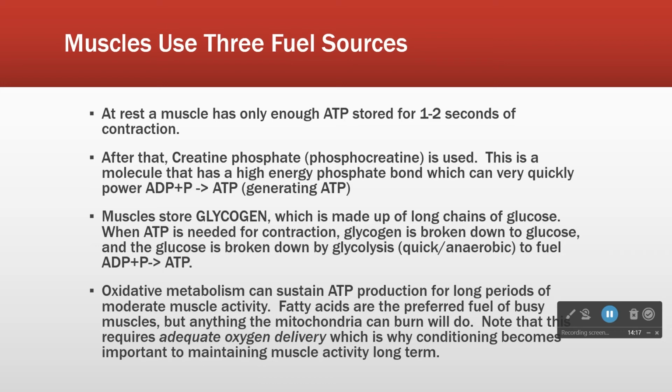Creatinine and creatine are unfortunately named, all right? They are not the same thing at all. Creatinine is a measure of kidney function. Creatine is a component of muscle, all right? So creatine phosphate, or phosphocreatine, is a molecule that has a high energy phosphate bond that can be very quickly moved to another molecule, all right? So when the muscle is at rest, it creates a bunch of creatine phosphate.